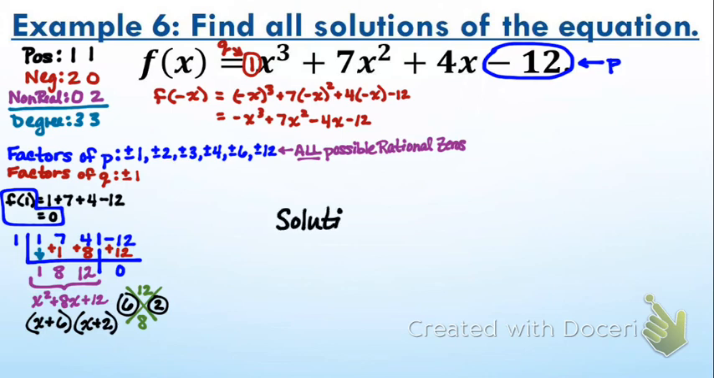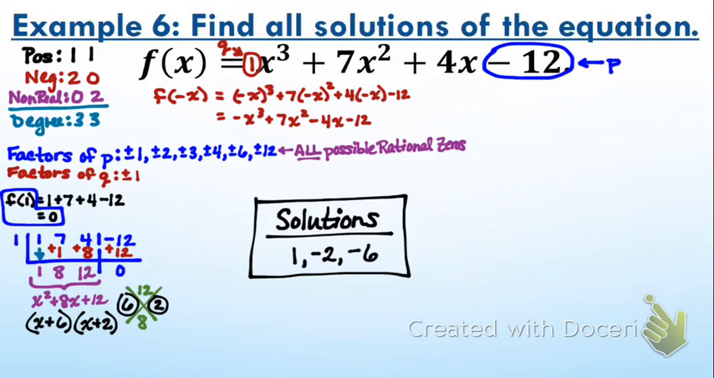This is degree 3. We found our first root, our first 0, our first solution on the first try. So 1. And then we've got negative 2 and negative 6. Nice and short and sweet.